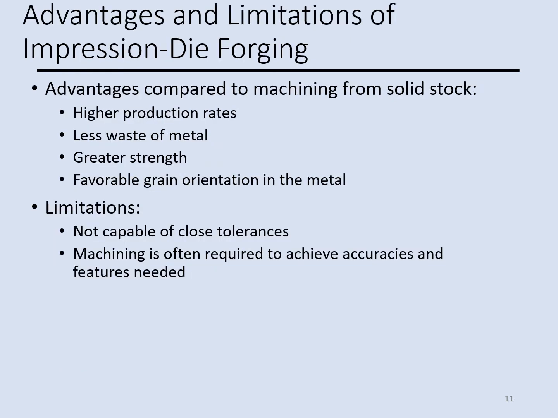Here are some advantages and limitations of the impression die forging operations. First, let's look at the advantages. It has a very high production rate. It has some waste, but that waste is less. And we have great strength. The strength is high in this operation. We can manipulate, we can design grain orientation in this operation. So if you want to have a favorable grain orientation, then this is the process that we should use.